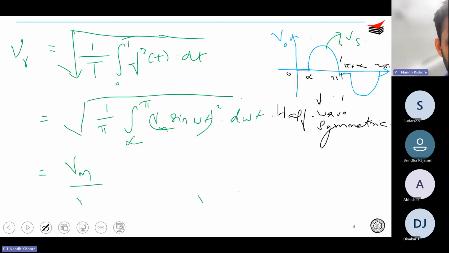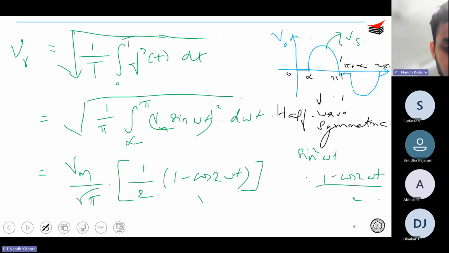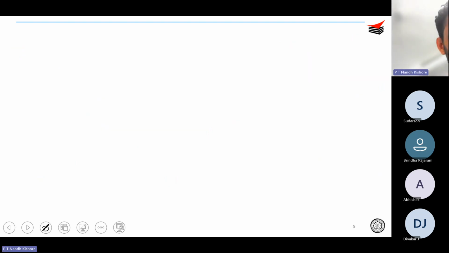So Vm over root pi, if I take it outside, and then I have a square root over here. Okay, so we have sine square omega t. So what is sine square omega t? Sine square omega t is basically 1 minus cos 2 omega t by 2. Right. So just apply that knowledge over here. So you will end up with 1 by 2 into 1 minus cos 2 omega t. Okay, and it is being integrated, right? d omega t.